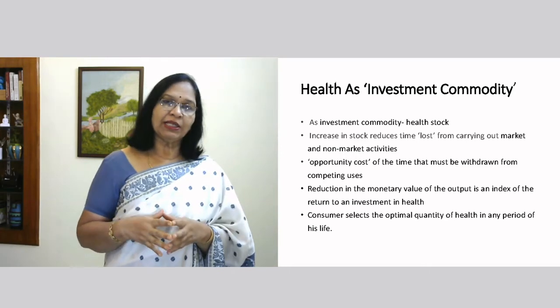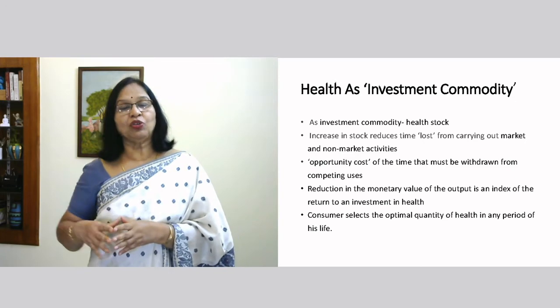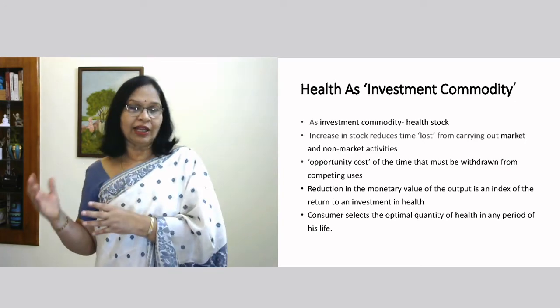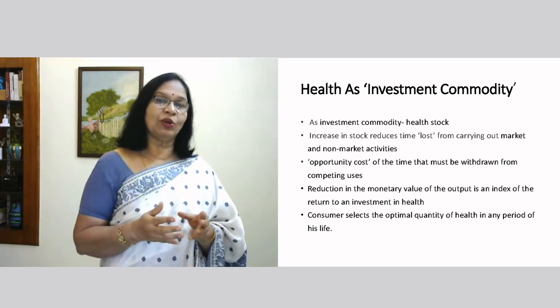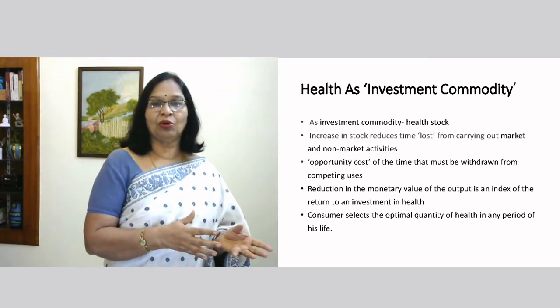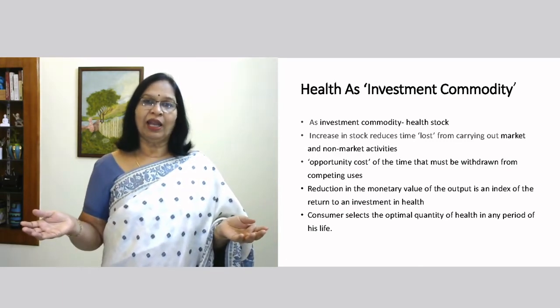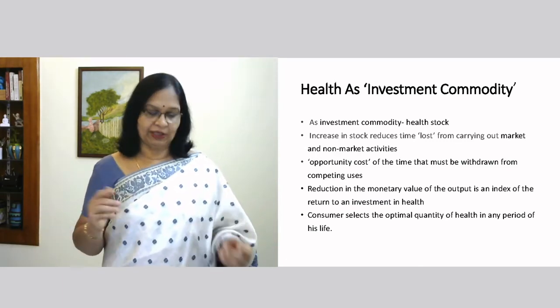So a person may decide what should be the quantity of investment on health that he may like to do when he is, let's say, an 80-year-old person, and what is the quantity of health that a mother would like to spend on a child who is a 10-year-old. So there is a variation in the expenditure on health according to the age of a person.